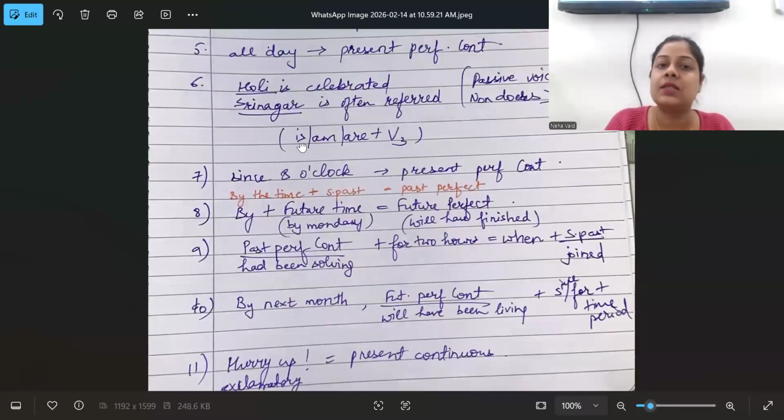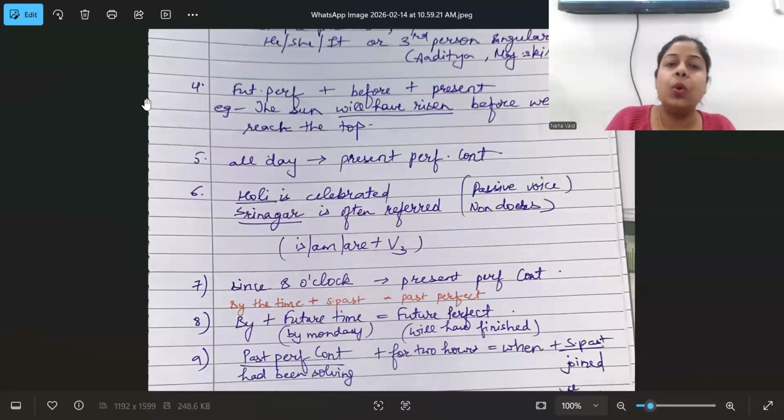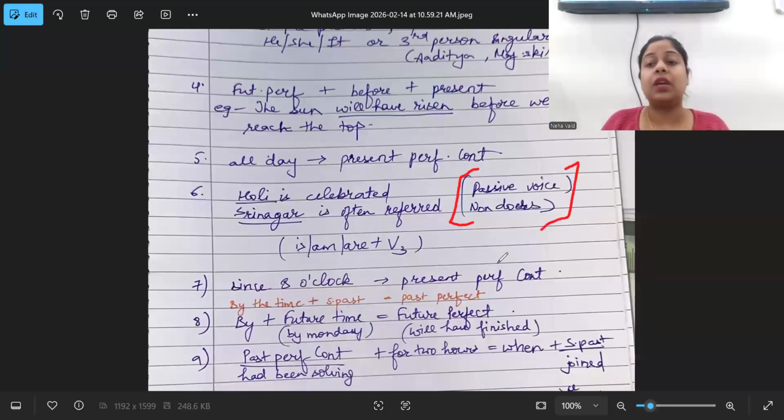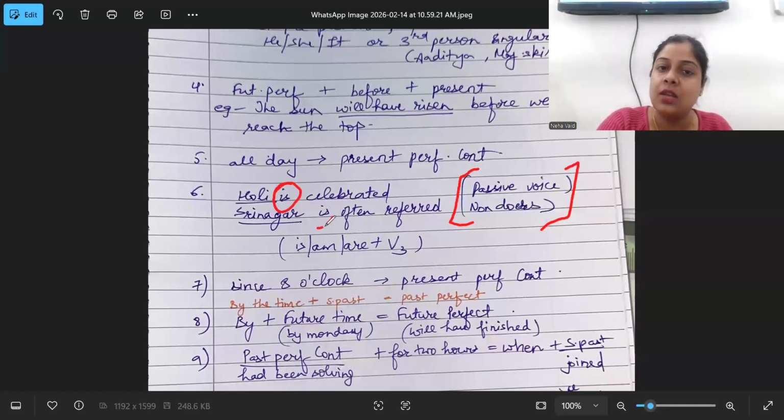Next major mistakes that kids do is Holi is celebrated, Srinagar is often referred. So here you have to understand the sentence where we are using the passive voice concept. If you forget to add this is, what does it become? Holi celebrated. Is it possible?